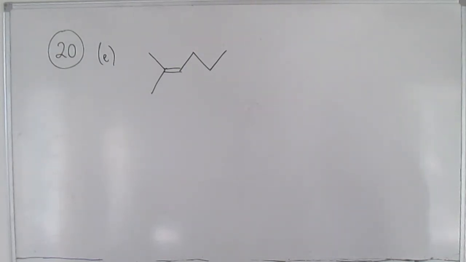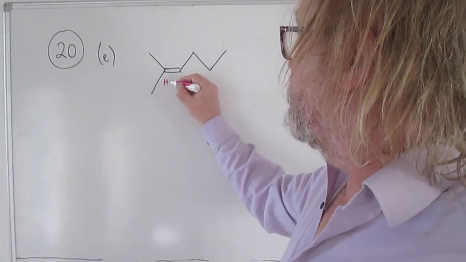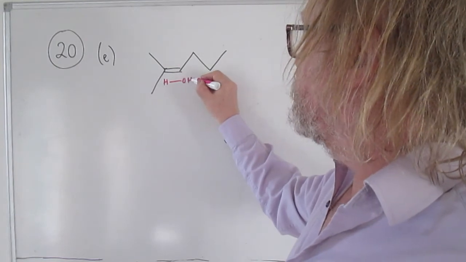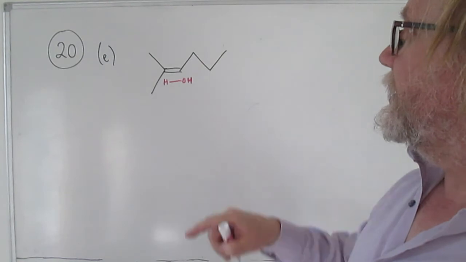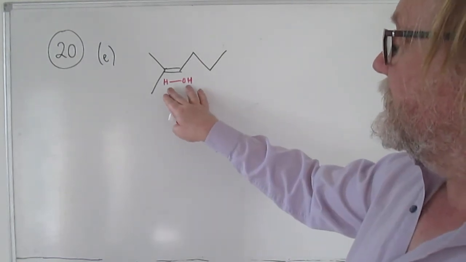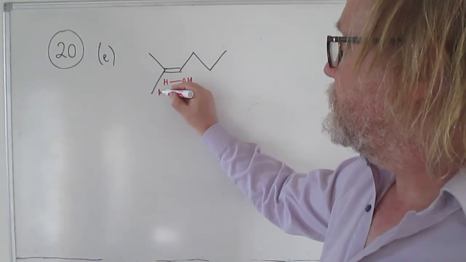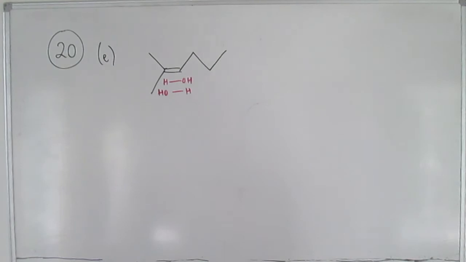Part E, it wants two possible products when compound W, which is this, reacts with H2O. So remember, these alkene reactions are always electrophilic additions. So we've got water adding across the double bond like that. So H goes on to one end, OH goes on to the other. But the complication is that it could go the other way round. So you could have OH at this end and hydrogen at that end. So that's why you have two possible products.